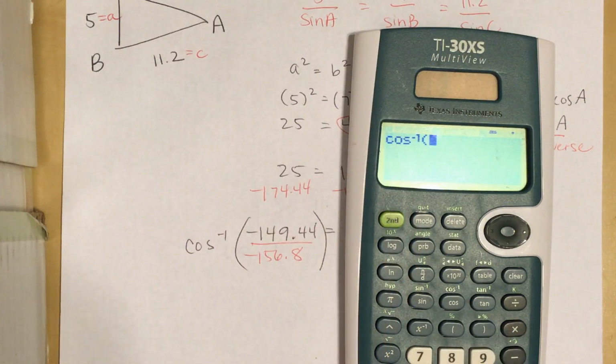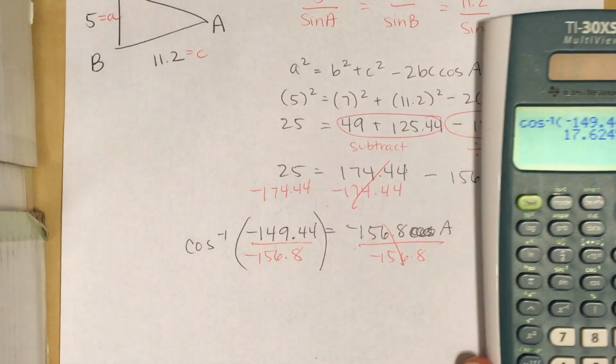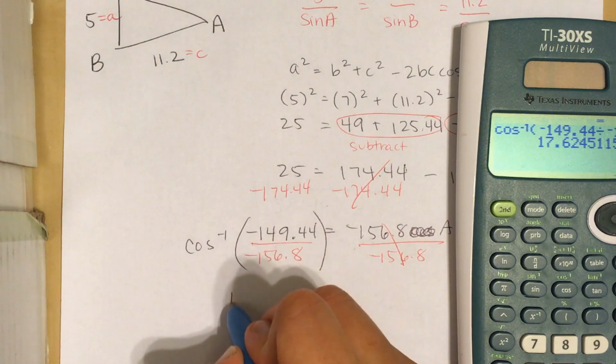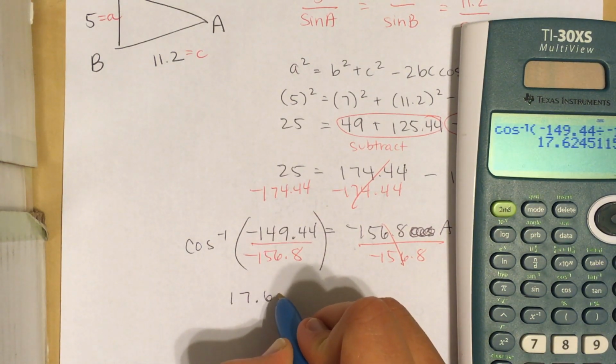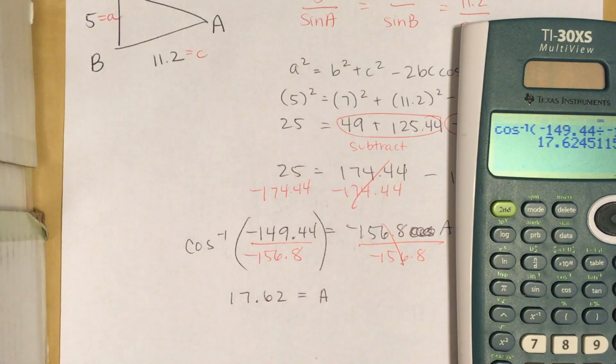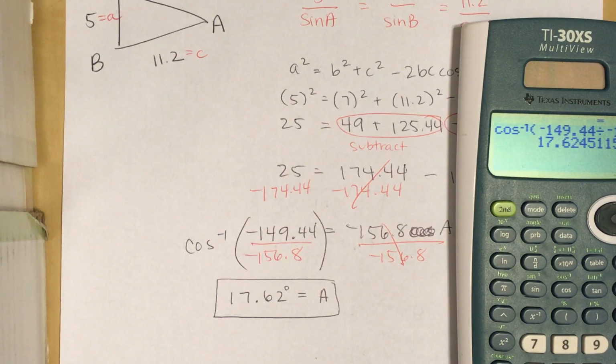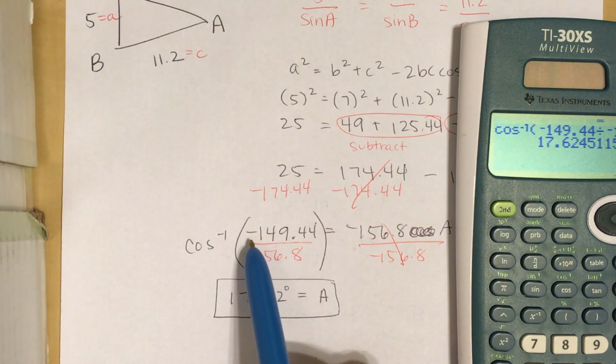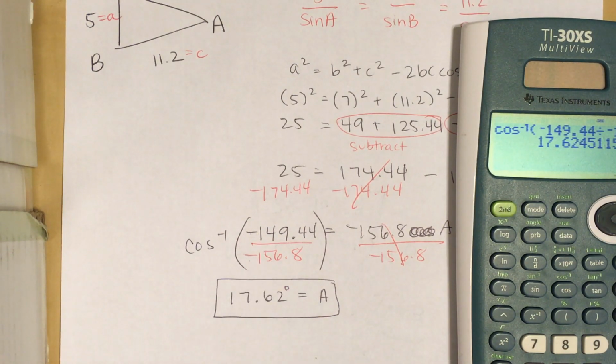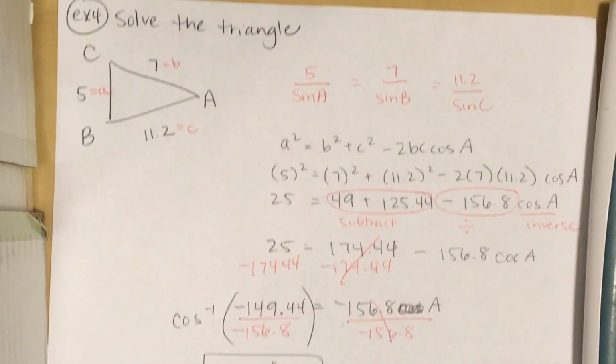Okay, second cosine negative 149.44 divided by negative 156.8. Make sure you're typing in your negatives and you're keeping up with your negatives, because if you mess that up, then it's going to mess up the rest of your problem. Hint here, as long as you are solving for your smallest angle across from your smallest side, this answer should always be less than 90 degrees. Most likely you're going to end up with double negatives in this fraction here. Okay, angle A is 17.62.